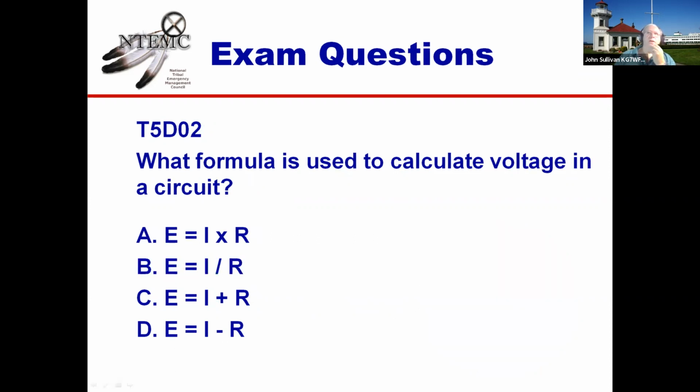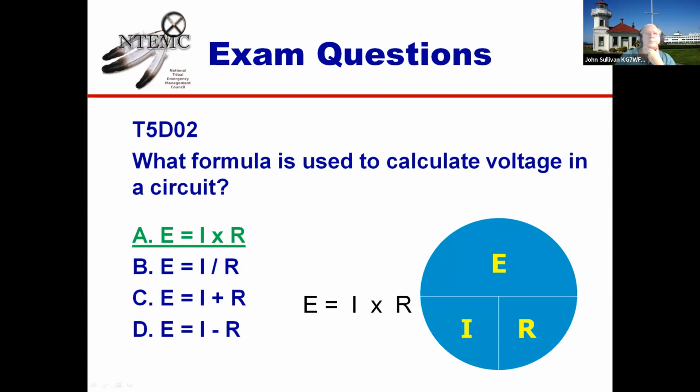So what is the formula used to calculate voltage in a circuit? Okay, remember, E is on the top, I and R are on the bottom, so it's going to be E equals I times R.